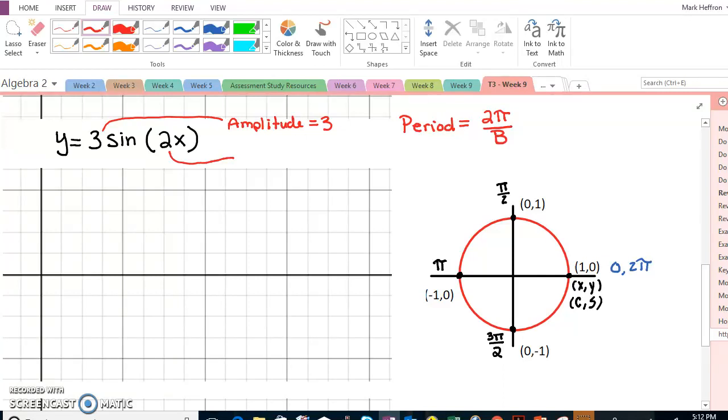So we have been asked to draw 3 sine of 2x. Should be getting good at the amplitude. That's 3, so I'm going to stretch this thing up. It's going to go higher, up to 3 and down to -3.